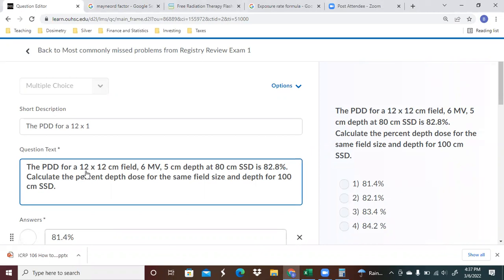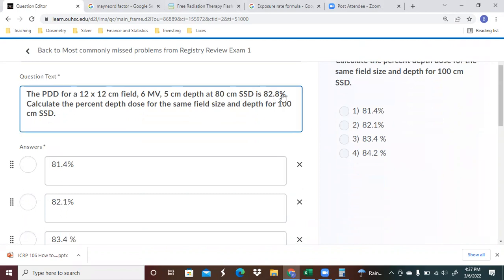Okay, so now we've got the PDD for a 12 by 12 field, 6 MV, 5 cm depth at 80 SSD is 82.8%. Calculate the percent depth dose for the same field size and depth for 100 cm SSD. Well, that sounds like a pretty familiar question, right? It's because we've already worked this except for a cobalt unit. So here, we make the adjustments, and rather than use the Dmax for cobalt, we're actually going to use it here for 6 MV.